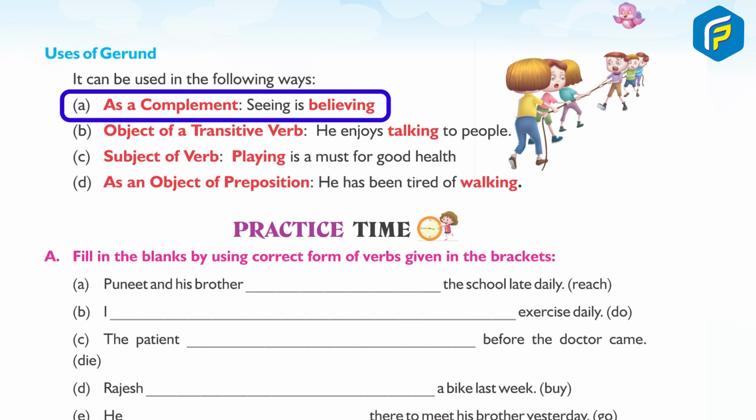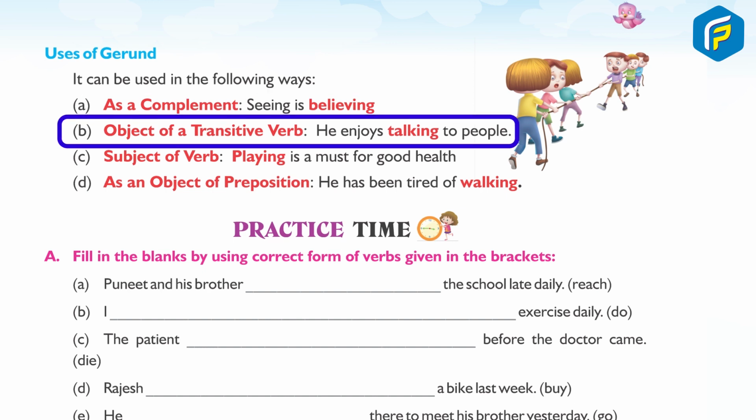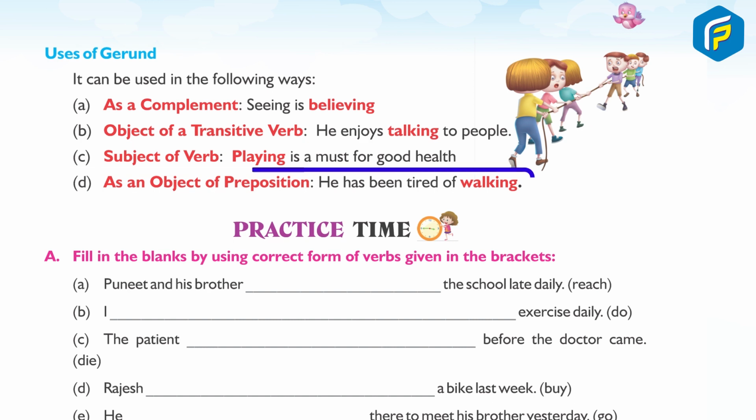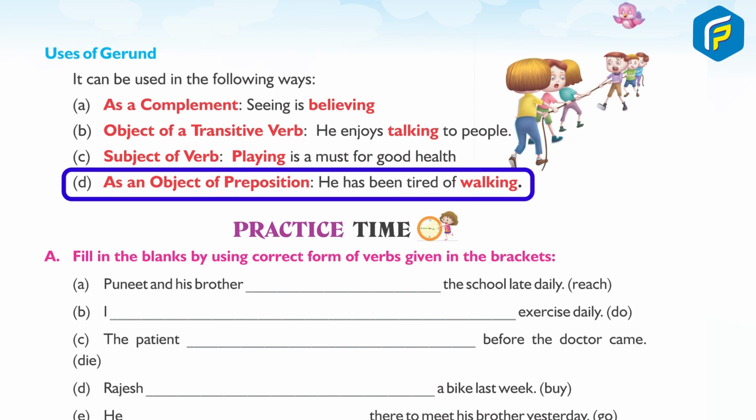A. As a complement: seeing is believing. B. Object of a transitive verb: he enjoys talking to people. C. Subject of a verb: playing is good for health. D. As an object of a preposition: he has been tired of walking.